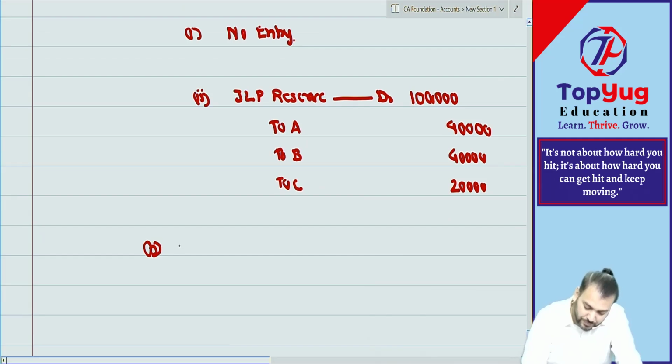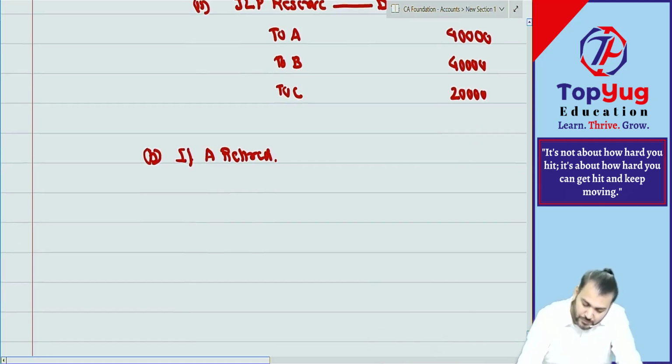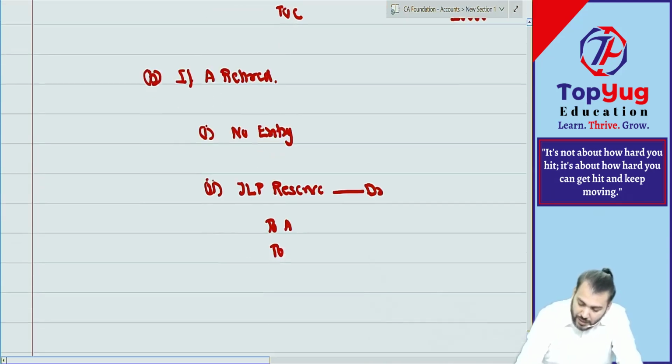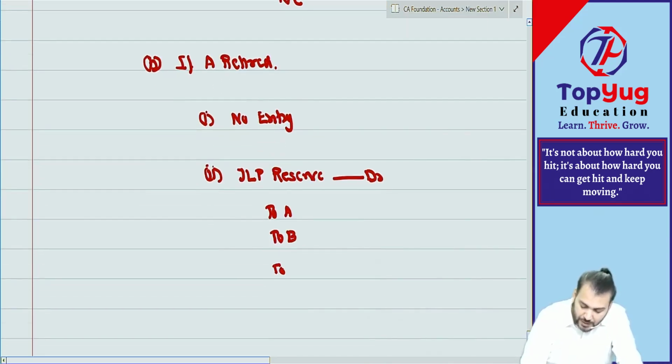Case number B. If A retired, what will you do? Point number 1, what? No entry. Point number 2, what? JLP reserve account debit to A, B and C. How much? 40, 40 and 20.